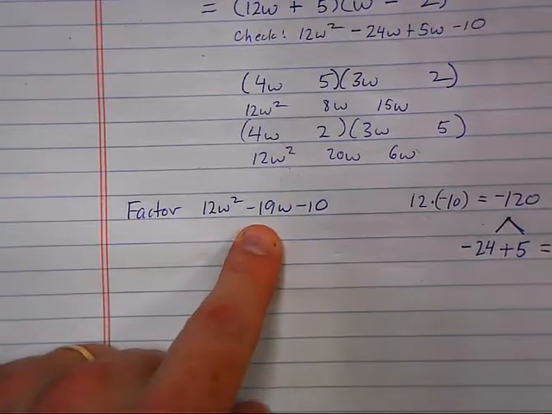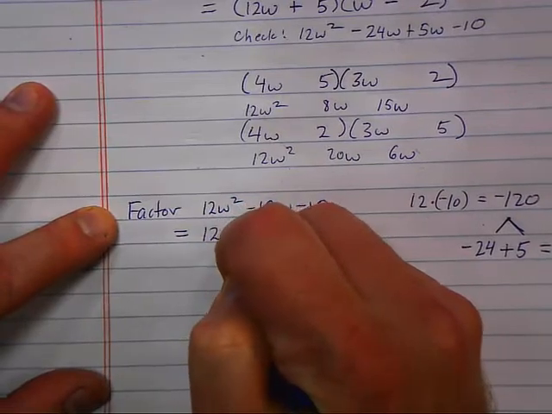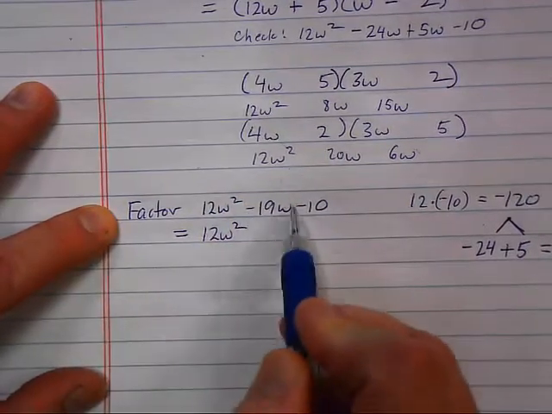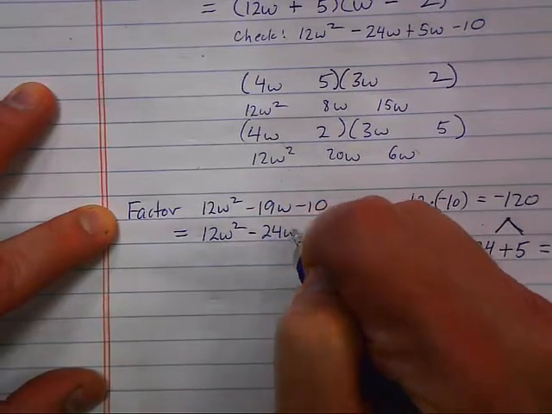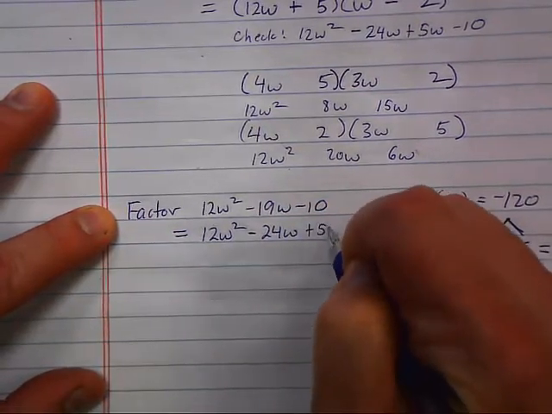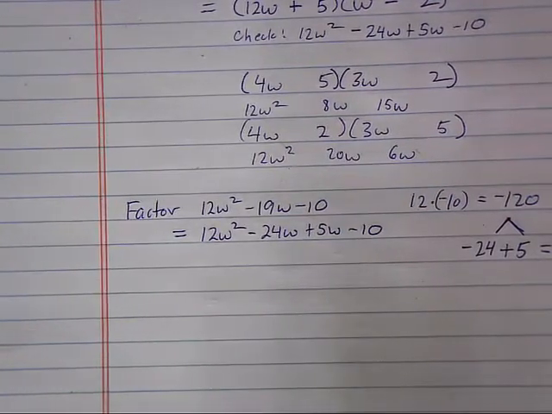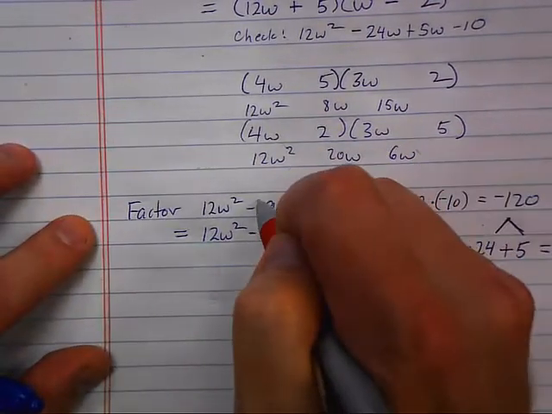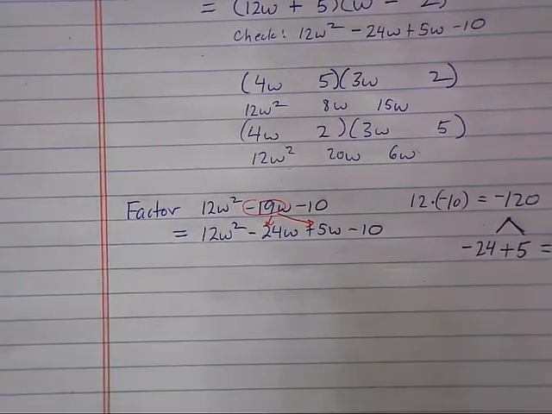Okay, so I'm going to go back to my original problem here, and I'm going to rewrite it. I'm going to write it as 12W squared. I'm not going to write minus 19W. I'm going to write minus 24W plus 5W, and then the minus 10. So I took the negative 19W here, and I split it into 2 pieces. How does that help me?